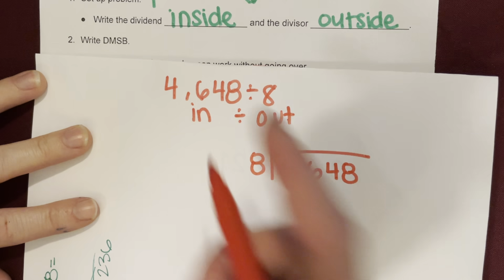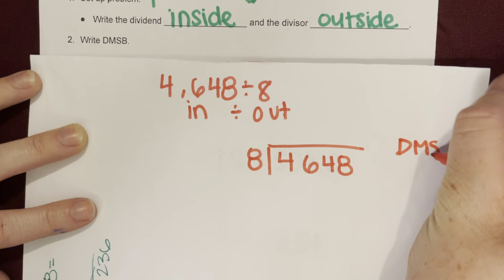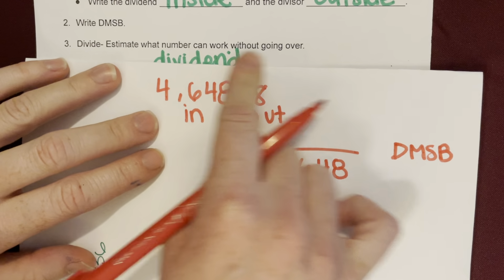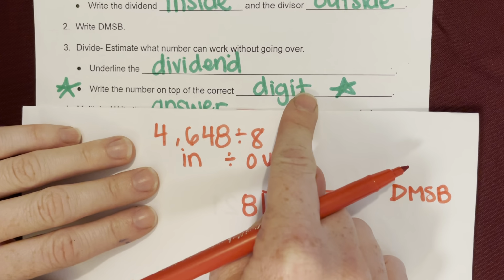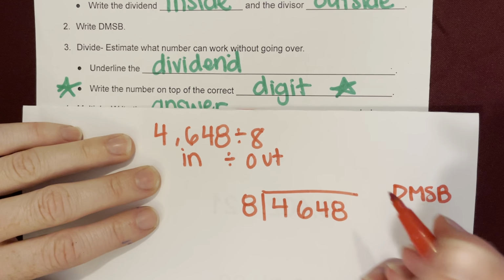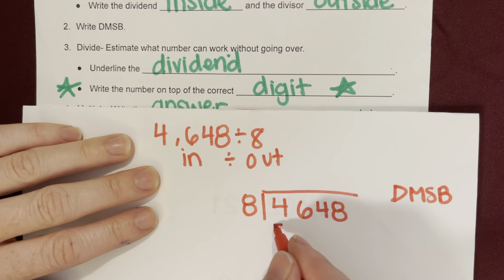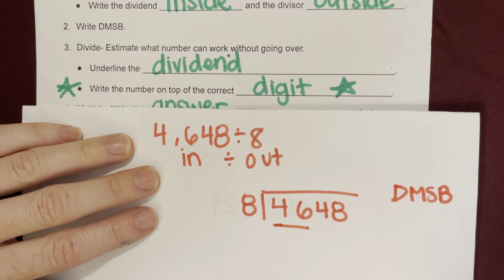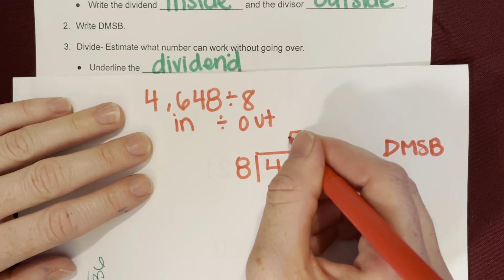Step number 2, write daddy, mommy, sister, brother. Now I'm going to divide, and I'm going to estimate what can work without going over. And remember, I'm going to underline, and I'm going to write the digit on top of the correct digit. So 8 goes into 4, how many times? It doesn't. 8 goes into 46, how many times? It goes in 5 times.